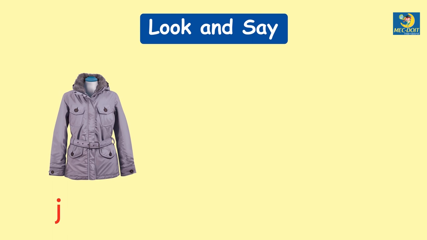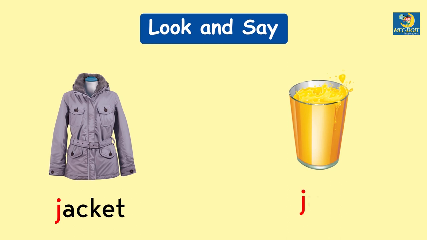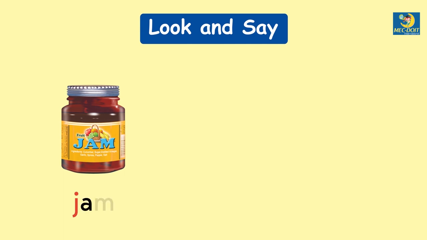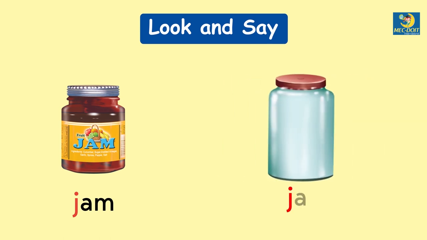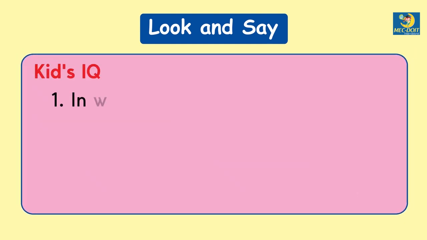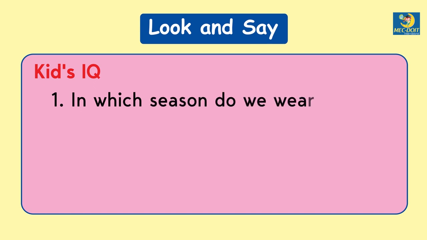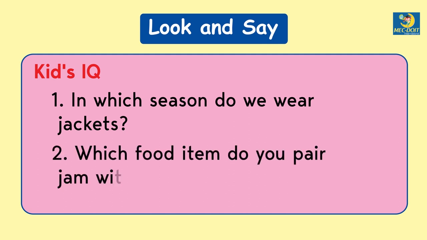Look and say. Jacket. J-A-C-K-E-T. Jacket. Juice. J-U-I-C-E. Juice. Jam. J-A-M. Jam. Jar. J-A-R. Jar. Kids IQ. Question 1. In which season do we wear jackets? Question 2. Which food item do you pair jam with?